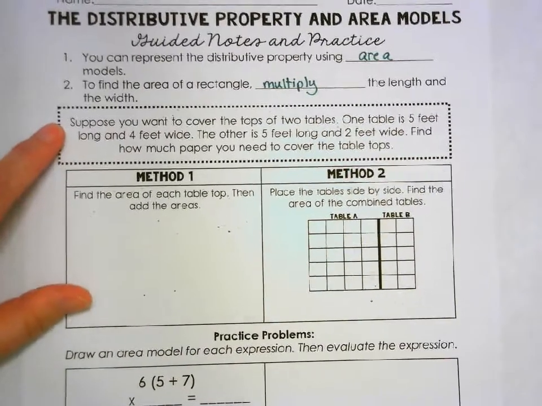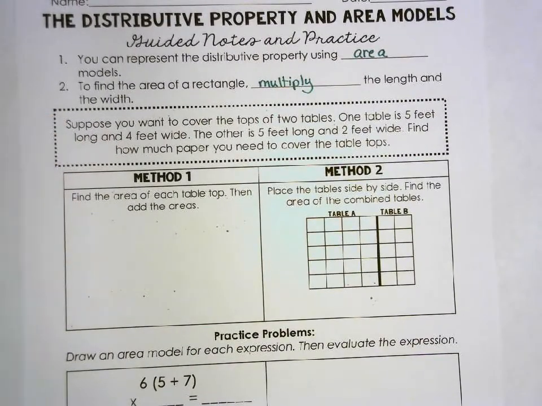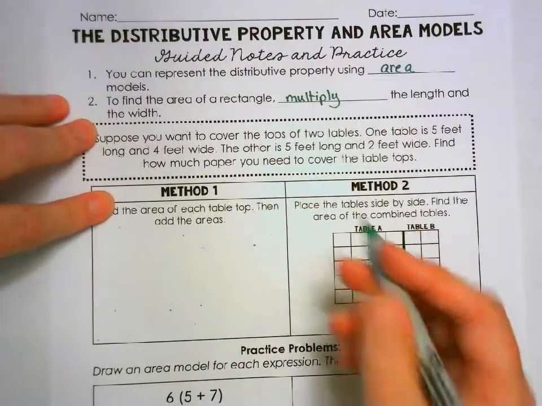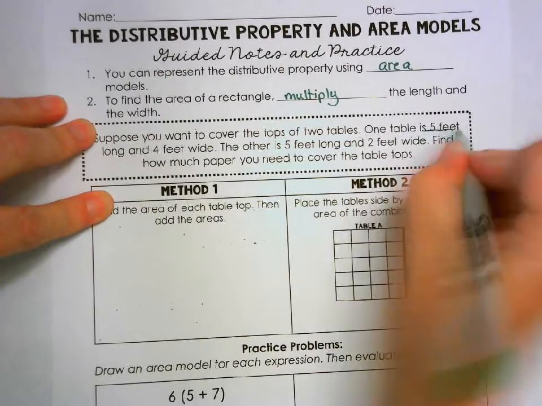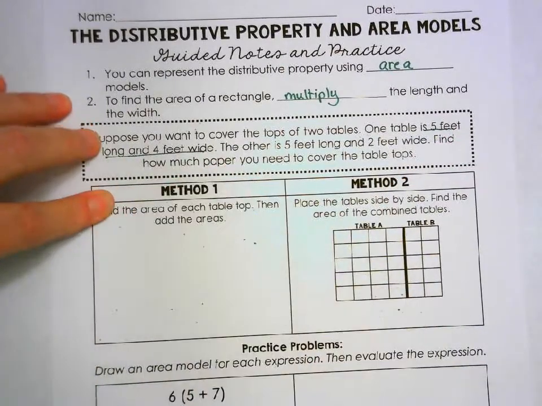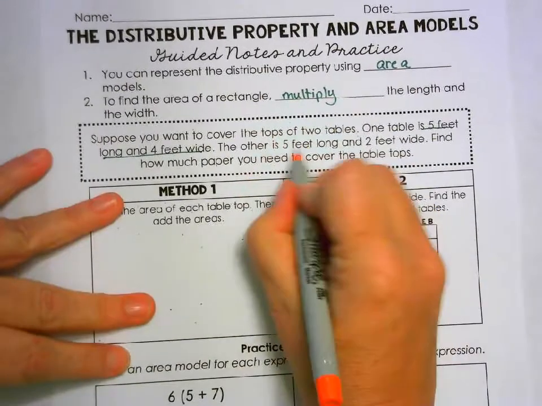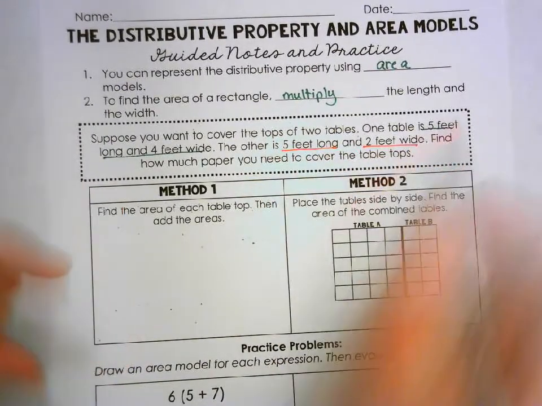Suppose you want to cover the tops of 2 tables. One table is 5 feet long and 4 feet wide. The other is 5 feet long and 2 feet wide. Find how much paper you need to cover the tabletops. Well, I know that I have 2 tables, and I can find the area. The first table is 5 feet by 4 feet, and the second table is 5 feet by 2 feet.